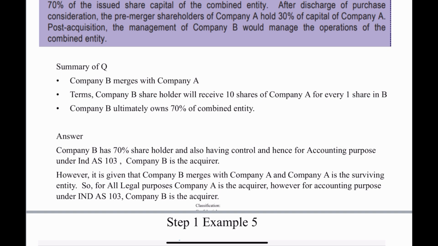But from our point of view, from the Ind AS 103 point of view, we need to decide who will be the acquirer from the Ind AS 103 perspective. So we have to follow all the accounting based on who is the acquirer from the Ind AS 103 concepts. So in this case, even though company A is the legal acquirer, company B will be considered for the accounting purpose.